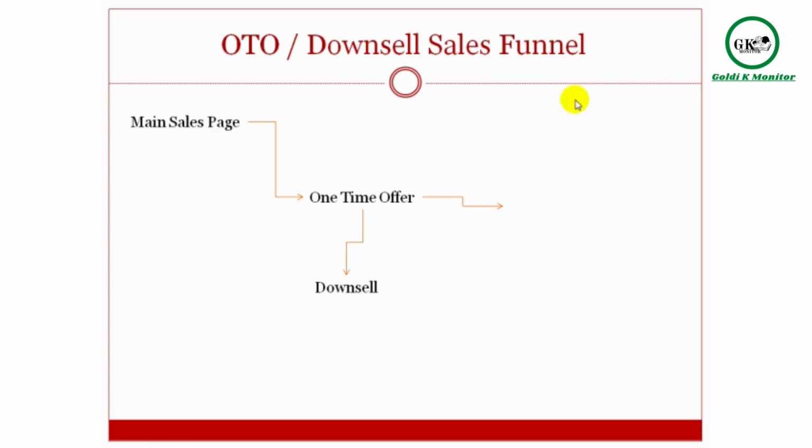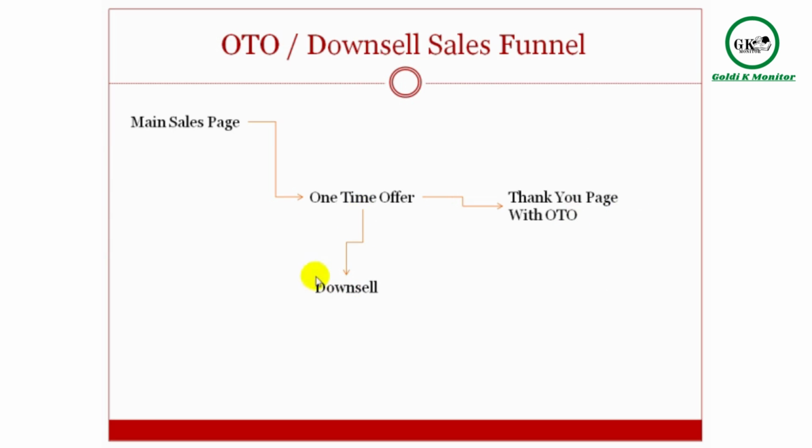So the main sales page is up here. They purchase, they see this one-time offer. If they click no, then they're going to be presented with a downsell here. Now, if they click on yes, then you have to direct them to a thank you page. So you're going to need to have 3 different thank you pages. So main sales page, one-time offer, thank you page with the one-time offer.